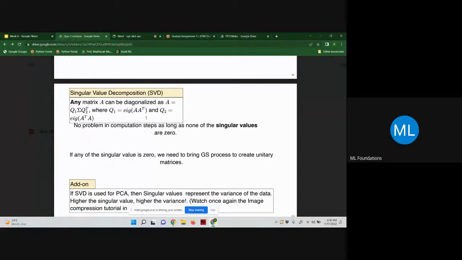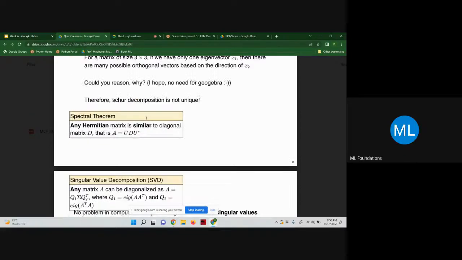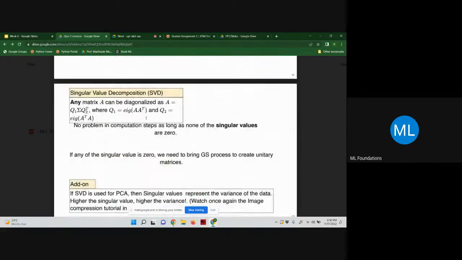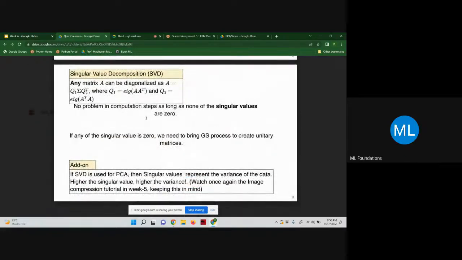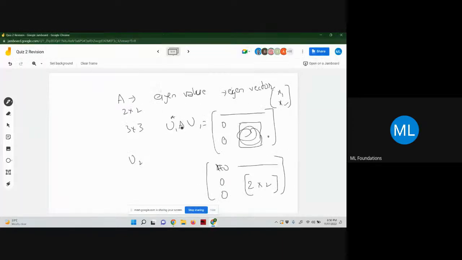Okay. So until now we were able to diagonalize the Hermitian matrix, and for any n cross n matrix, you're not able to diagonalize it, but you'll be able to get an upper triangular matrix.